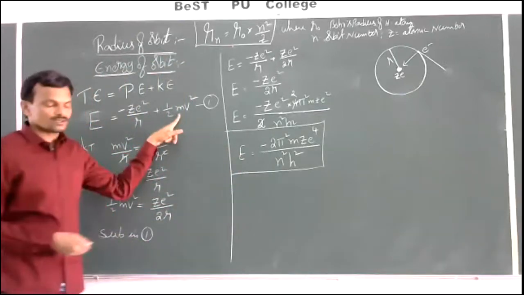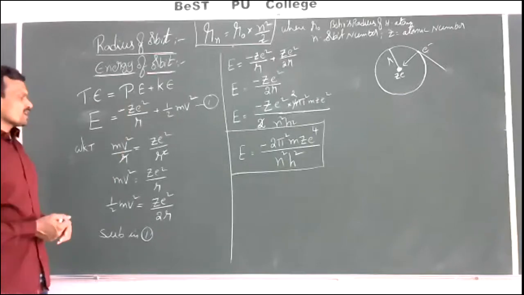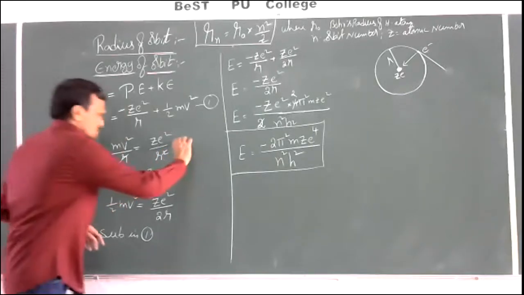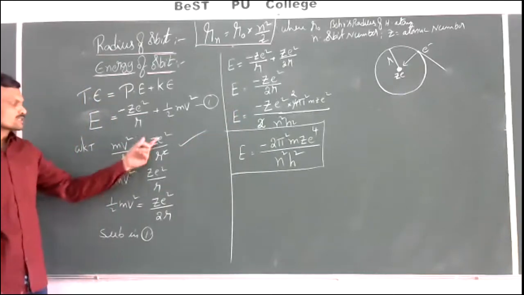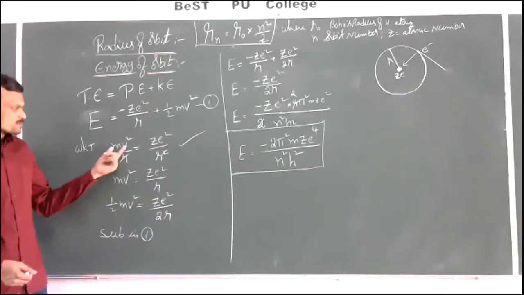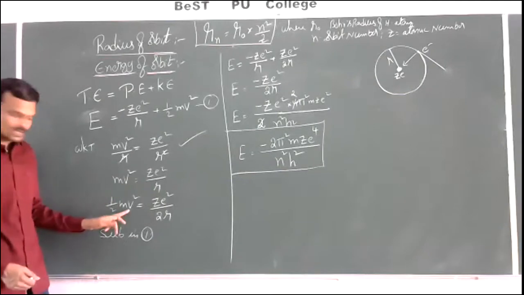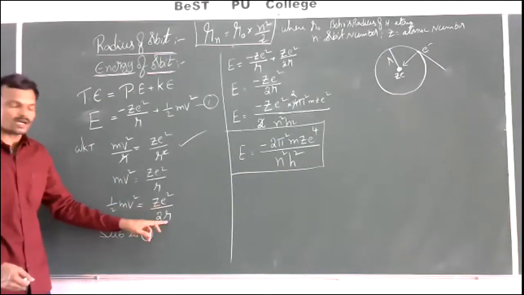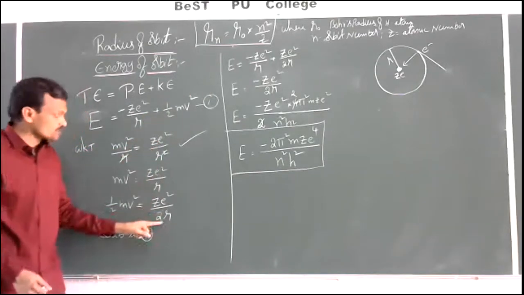Let that be equation 1. As we know that centrifugal force is equal to centripetal force, mv square by r is equal to Ze square by r square. Then from this simple expression, we can get mv square is equal to Ze square by r. Then half mv square is equal to Ze square by 2r. Now replace this half mv square with Ze square by 2r.